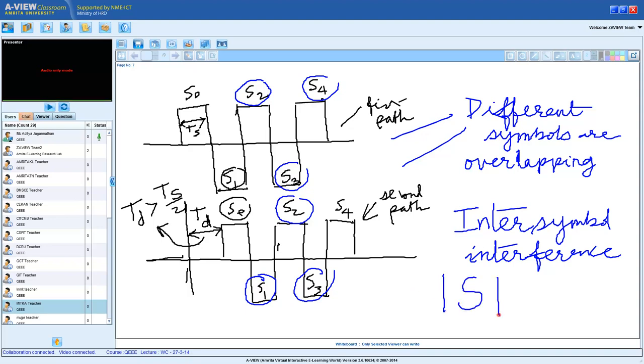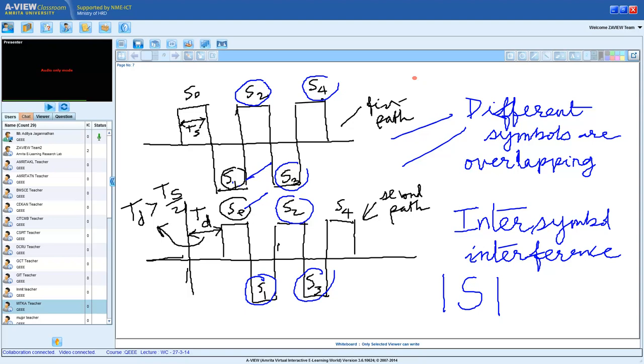Also, this is abbreviated as ISI. ISI stands for inter-symbol interference. What is the meaning of inter-symbol interference? Inter-symbol interference is basically where the previous symbol is interfering with the current symbol. For instance, you can see here S1 is the current symbol, S0 is the previous symbol. When they both add, S0 is interfering with S1. Therefore, it is causing inter-symbol interference.